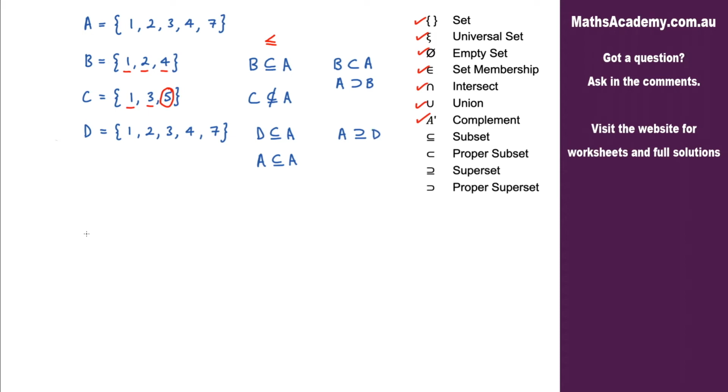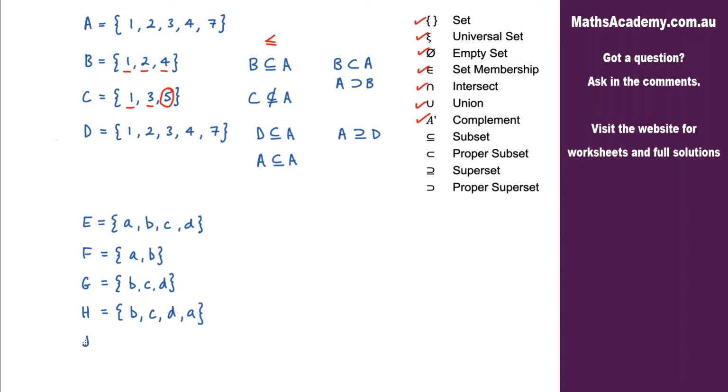Let's have a look at another example. Let's say I have a set E. And in my set E, I have elements A, B, C, and D. Let's say I have a set F. And in set F, I have A and B. And I have set G. Let's say that contains B, C, and D. We can also have H. That could be B, C, D, and A. And then we could have J. Let's have J equal to A, D, and E.